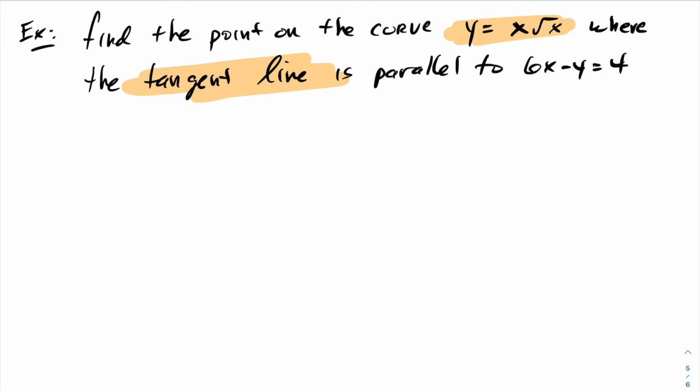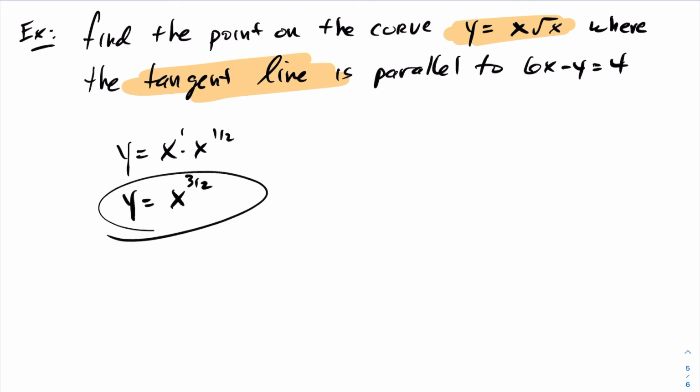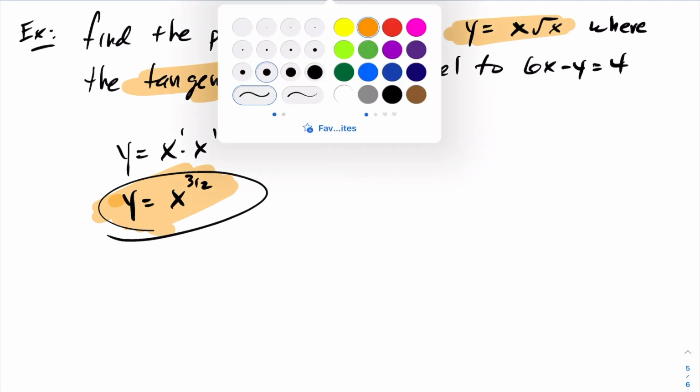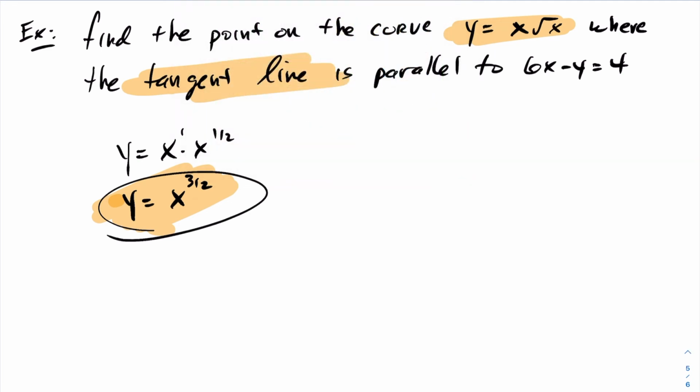So the first observation to make here is I can write this as x times x to the power of 1/2. This is the power of 1. So putting this together, this is really just x to the power of 3/2. All right, so what's going on here? We have this function, x to the 3/2, and they want us to find the tangent equation, and this is a little bit different. They want us to find the tangent equation that's parallel to the following line.